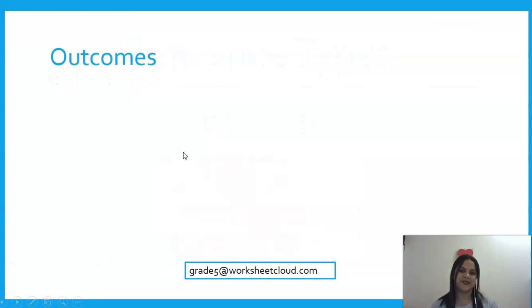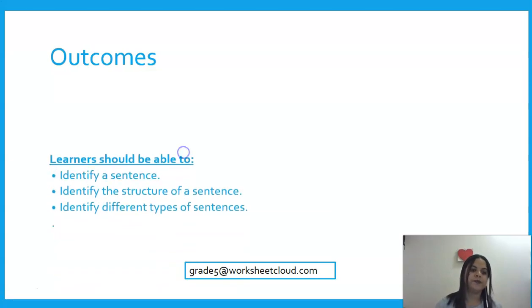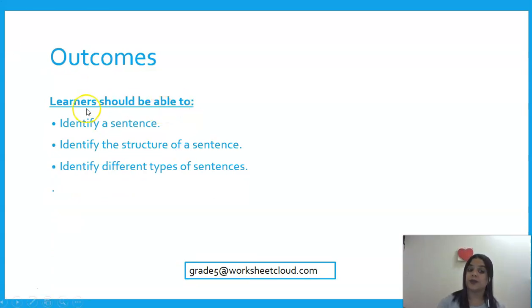The outcomes of this lesson. The outcomes of a lesson is basically what I would like you to know by the end of the lesson. I would like you to be able to identify a sentence. I would like you to be able to identify the structure of a sentence, and I would like you to be able to identify the different types of sentences by the end of this lesson. If you are not able to do so, please send us an email, at the address I've included on the slide right at the bottom, so that if you don't meet the outcomes, we'll be happy to assist you.